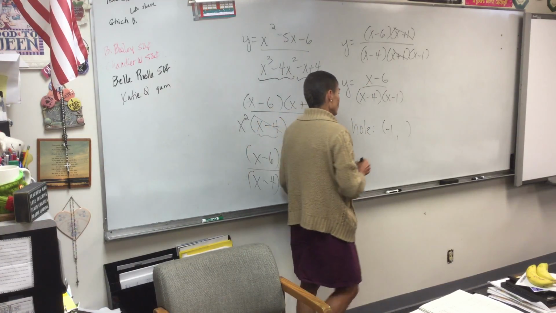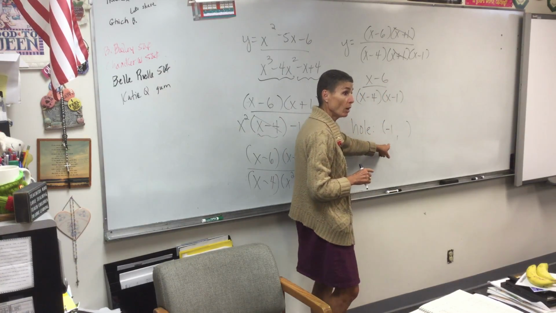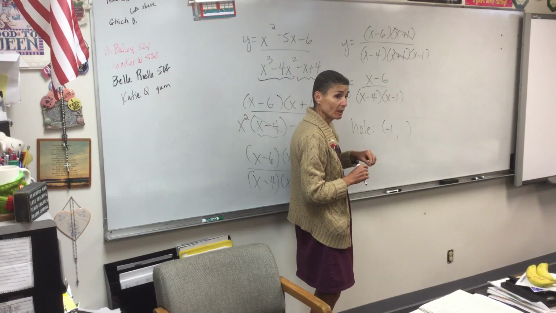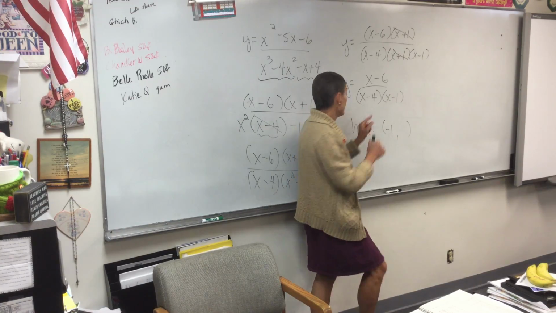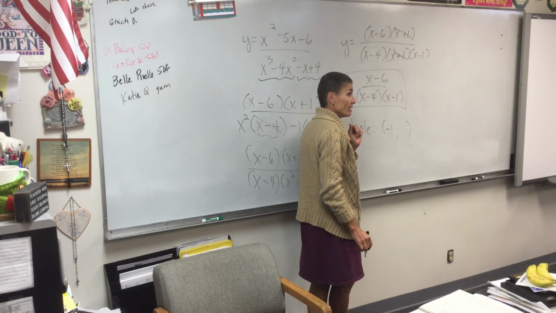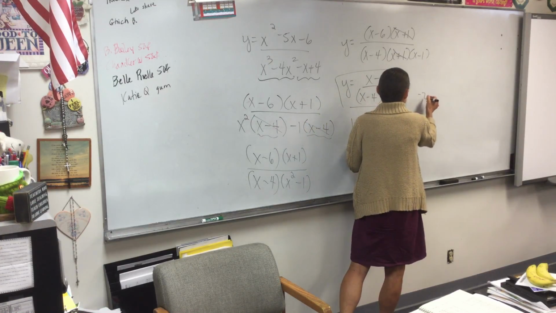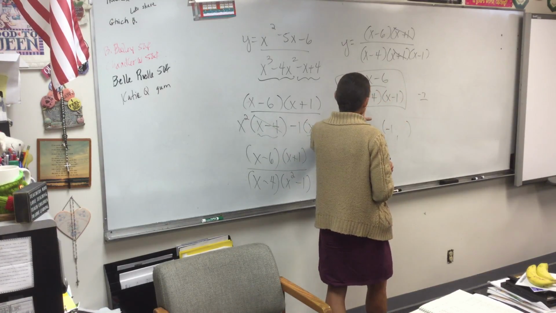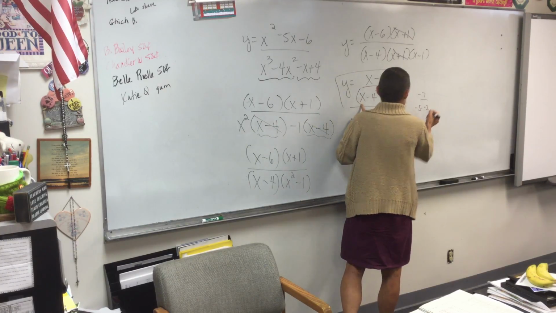Now, how will I get the y? Plug it back in. Plug negative 1 back in, and where do I plug it in at? Right here, for the x's. This is my new problem. Okay? So here we go. Plug in negative 1. Let's see, I get negative 7 on the top, right? And then I get negative 5 times negative 2.